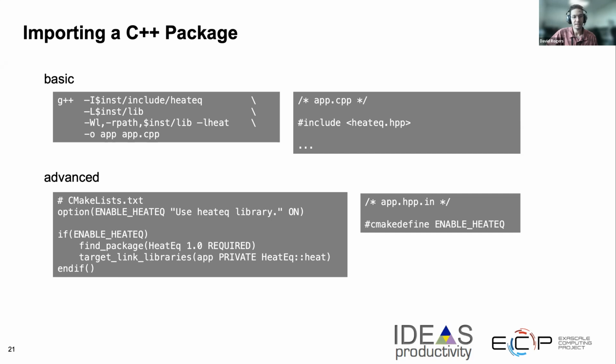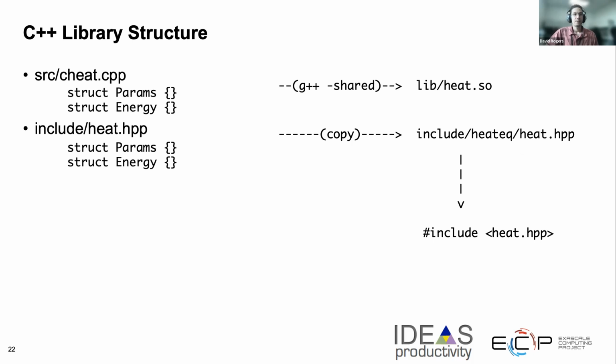And now I'm able to do things like use the CMake generation facilities to generate an input config header that turns CMake define into number define, enable heat equation as 1. The way that the source files themselves get built is pretty standard. G++ with shared will create the heat.so shared library, and the headers basically get copied into include. It's good to put your package name here so that you don't pollute the main level include directory. And then I would include heat.hpp or include heateq/heat.hpp, depending on how you want to document and use your program.